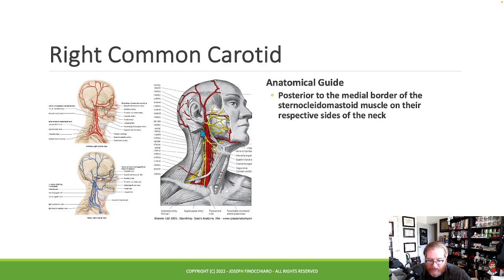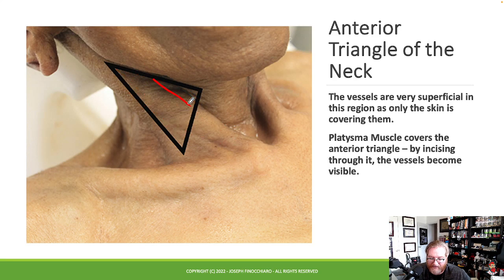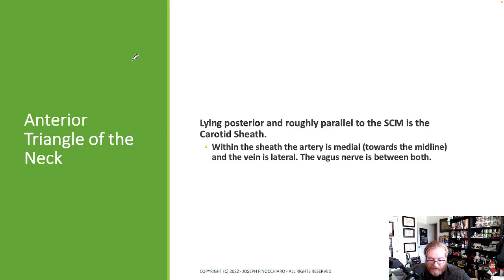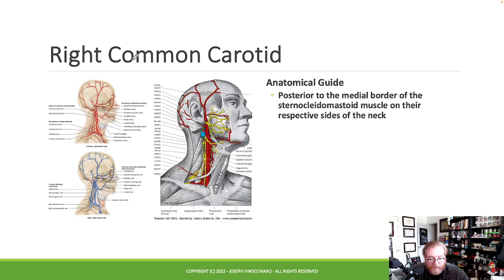So what is the anatomical guide for the right common carotid artery? It is posterior, it is behind the medial border of the sternocleidomastoid muscle on the respective side of the neck. So the big trick to finding it, the anatomical guide, is to find it with reference to some other prominent area that we can see easily. You find that muscle right here, and then as soon as you do, it will be on the medial border on the respective side of the neck. That muscle comes up like this, and it's going to be towards the midline.